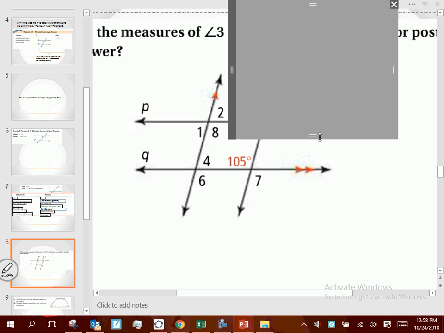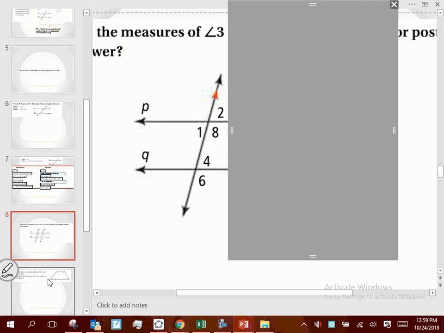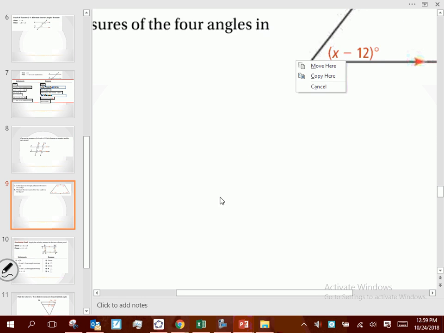Then can you do this? Can you cover this part up? I know this is 105, 75, so 1's got to be 75. That's got to be 105, and that's got to be 75, right? So you might have to redraw, cover things up to kind of shed light on things. Let me do this one here with you, and we'll be done. You guys can leave in a moment.